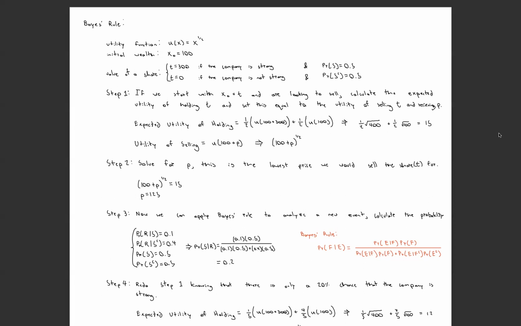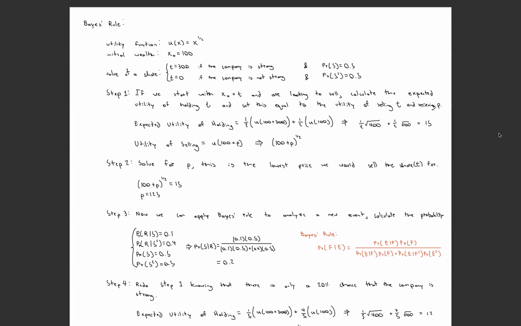So we've got our utility function: u of x is going to be x to the 1/2. And then the initial wealth is going to be x naught, so that's going to be 100. Then he's going to ask you to calculate the value of the share. We have to figure out the logic behind the problem and how we're going to plug the numbers into the formula.